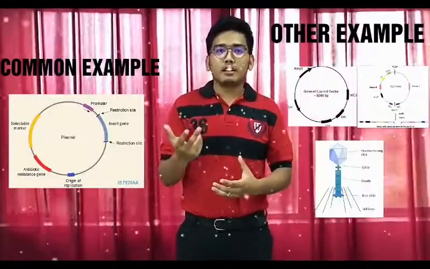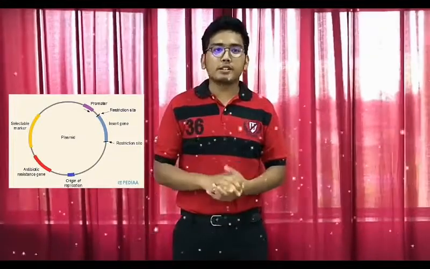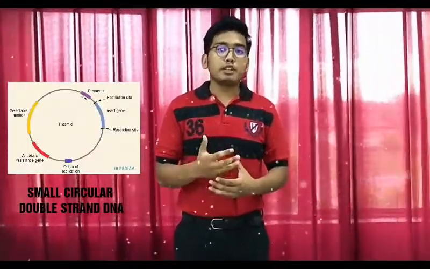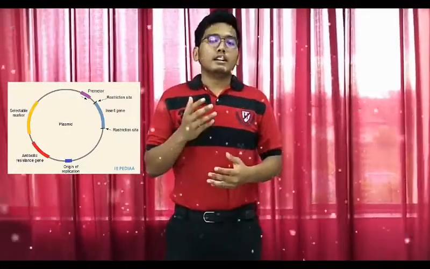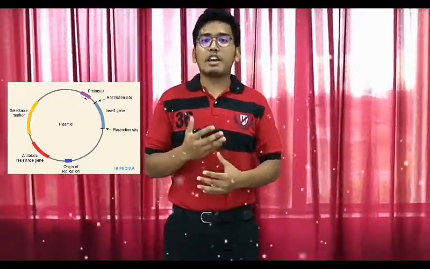The common example of a vector is the plasmid. A plasmid is a small circular double-stranded DNA in bacteria that carries foreign DNA into the host cell and replicates it. It is different from the main bacterial chromosome. It replicates on its own. It carries genes and often encodes proteins like enzymes that protect the bacterium from antibiotics.